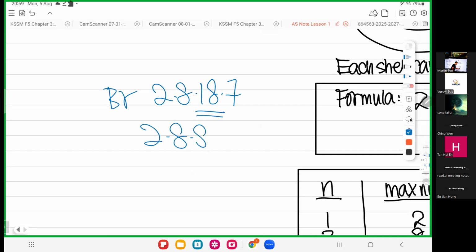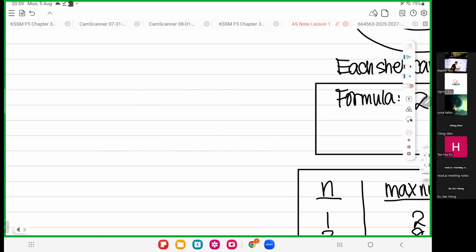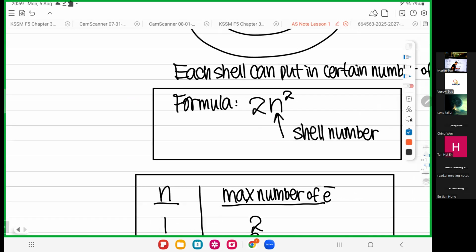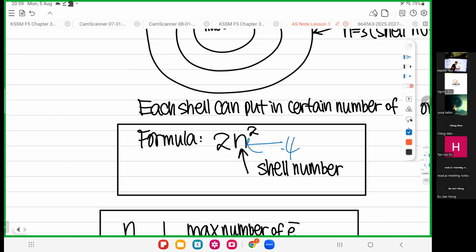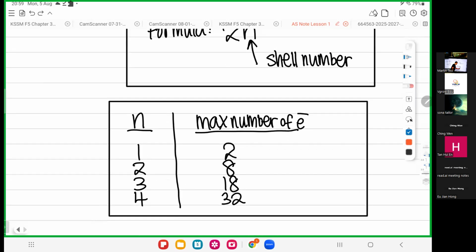Why not 2, 8, 8, 7? Why is it 18? Now you know already. So actually the third shell can hold 18 electrons, not 8. Same thing, the fourth shell, the fourth circle. So fourth circle, 4. 4 power 2, not 4 times 2. 4 power 2 is 4 times 4, 16. 16 times 2, 32. So the fourth shell can put 32.